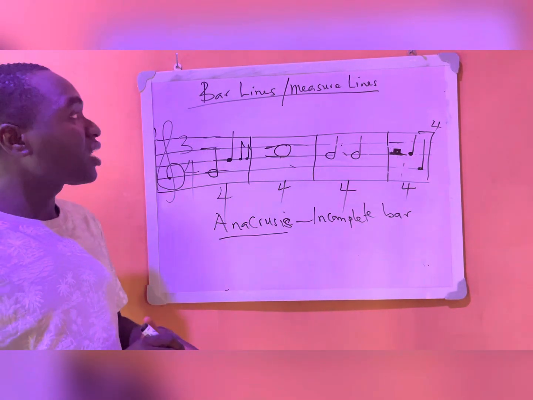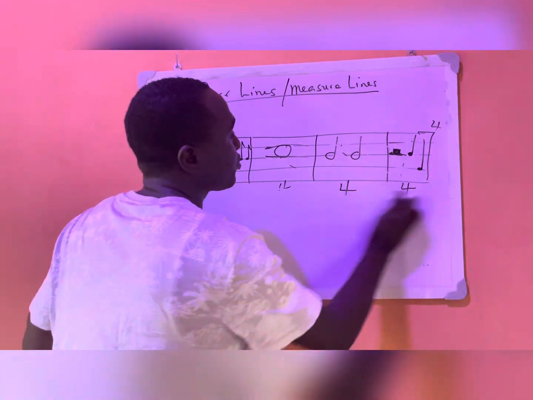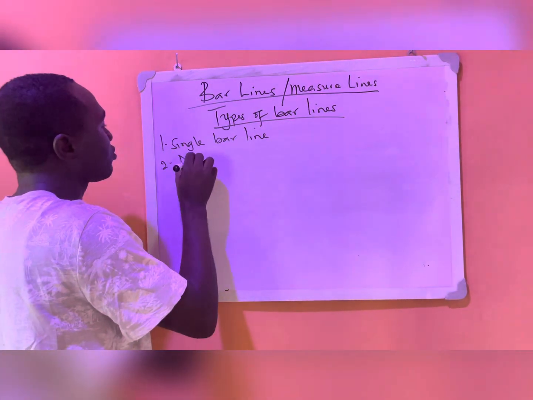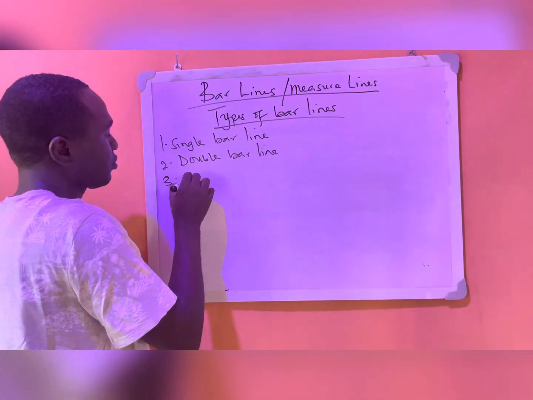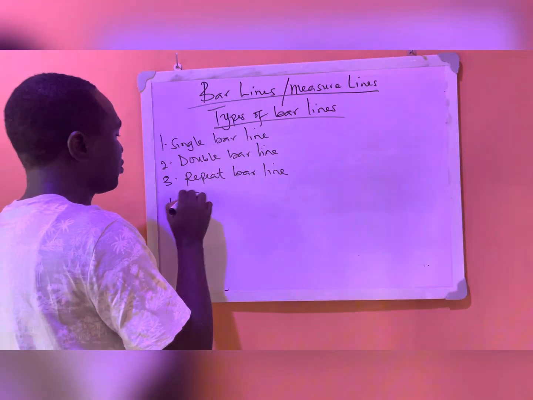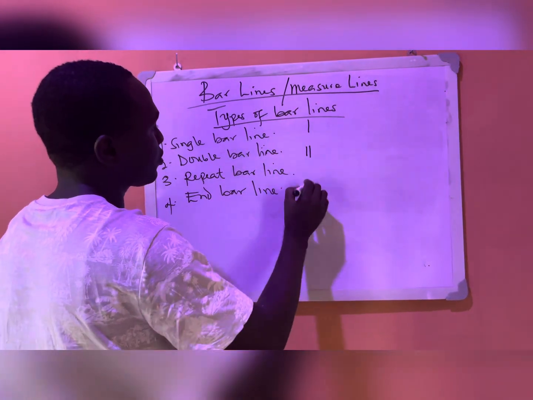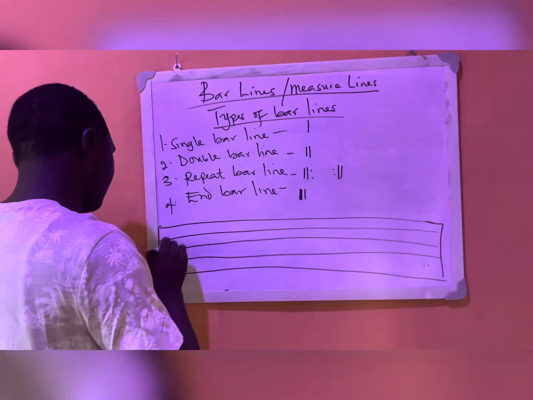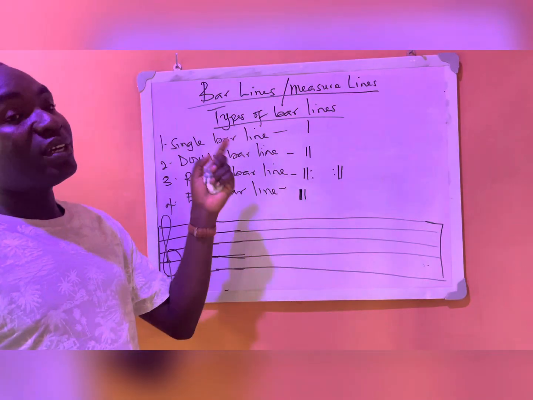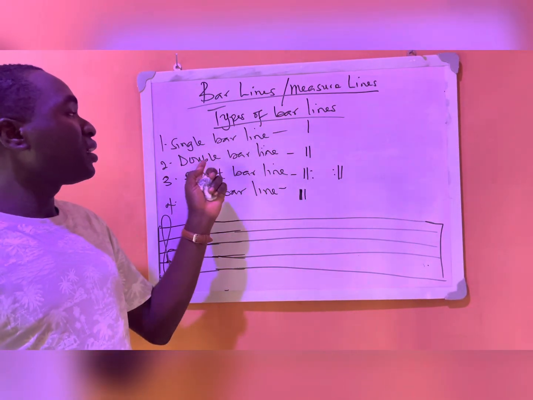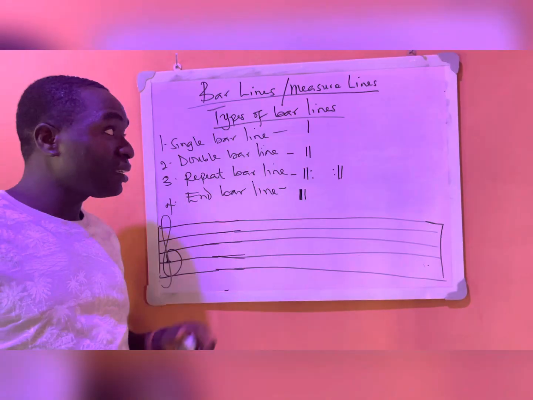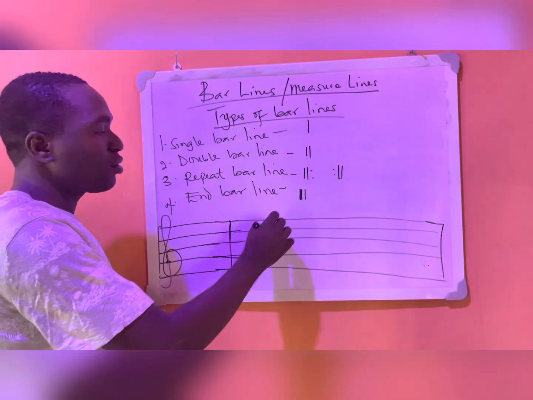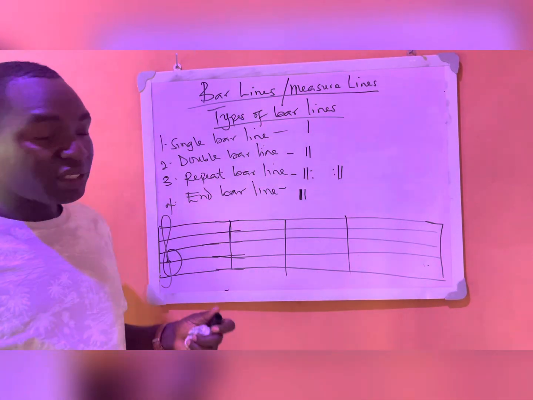Good. Now let's quickly go to the types of bar lines. So these are the types of bar lines we have. We have 4 types of bar line: single bar line, double bar line, repeat bar line, and end bar line. This one is what I've explained initially. It just divides a piece of music into equal bits like this, which I've explained earlier.